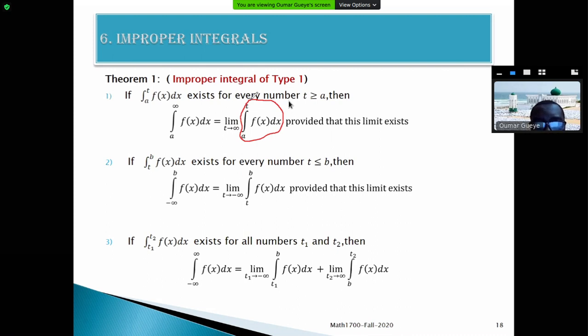T is, you see, it's changing, it's going to infinity, it's not fixed. No, you don't take a number, because if you take a number, you cannot say I'm going to take a 2, and after that say 2 is going to infinity. 2 is constant, it's not moving. You know what I mean?